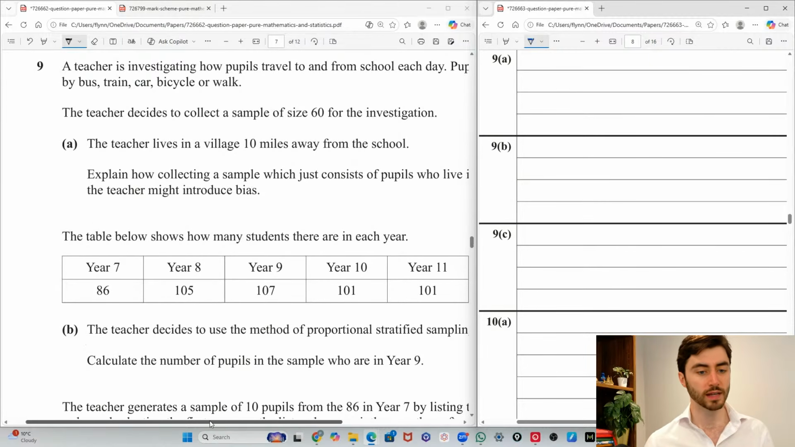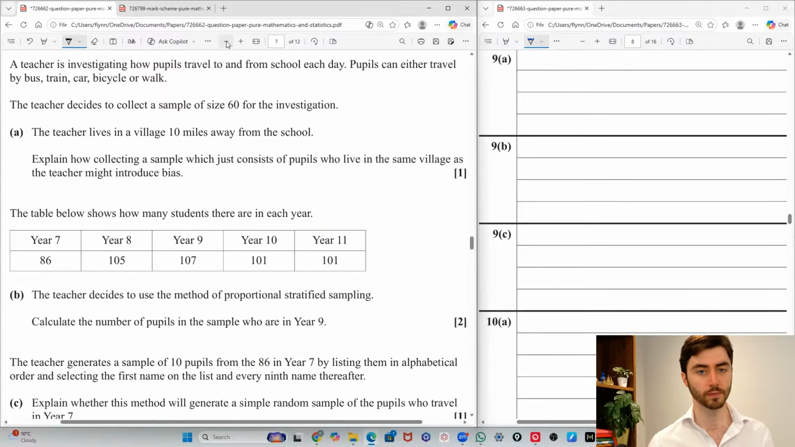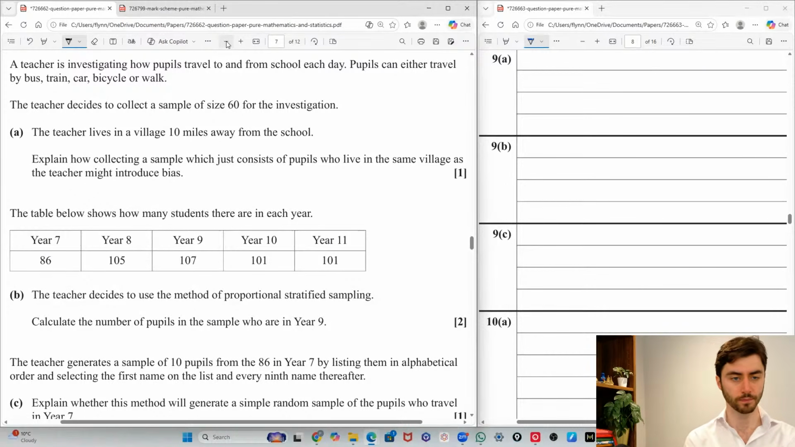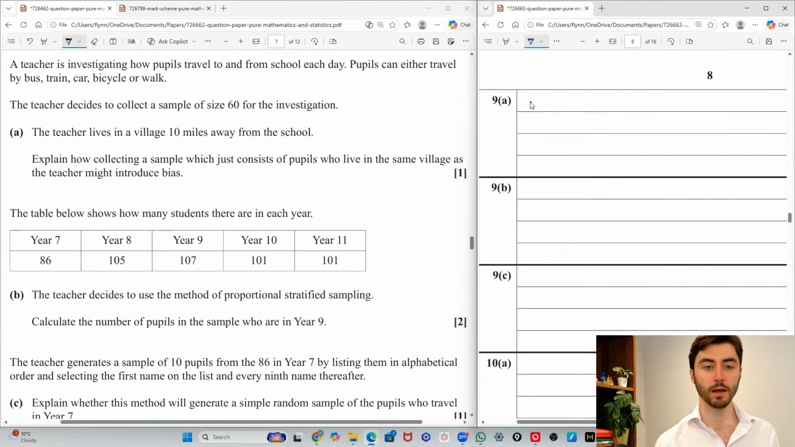So a teacher is investigating how pupils travel to school each day. Let me zoom out to read the question. Bus, train, car, bike, walk. Sample of 60. The teacher lives in a village 10 miles away from the school. Explain how collecting a sample which just consists of pupils who live in the same village as the teacher might introduce a bias. They might all travel the same way. So for instance, they might all take the same train. Might travel the same way.